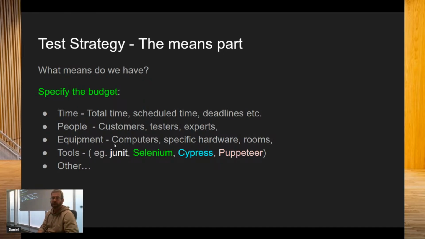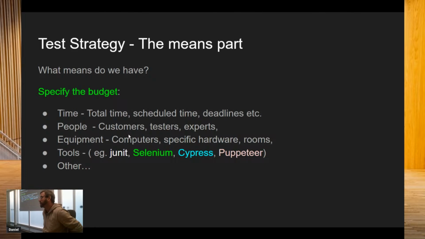Equipment. Computers, specific hardware, rooms, cloud computers, stuff like that. If we're developing something, I don't know, an app for a mobile phone, maybe you need to have access to different mobile phones in order to do that. So all the things that you need, these are the means. This specifies or limits what we can do.